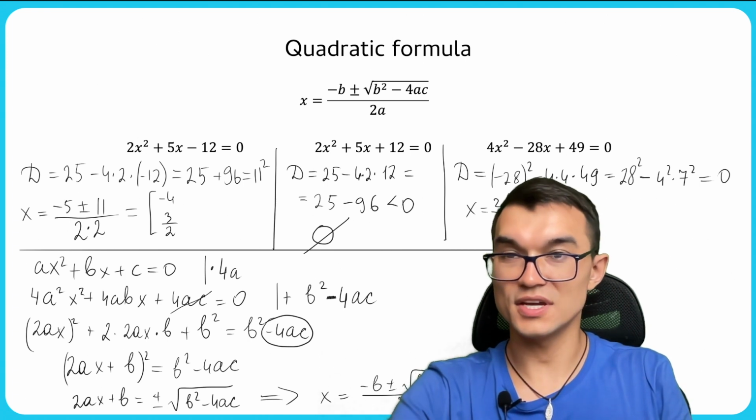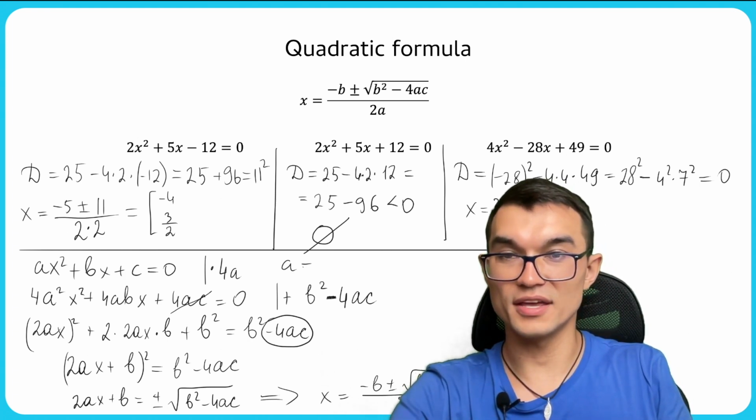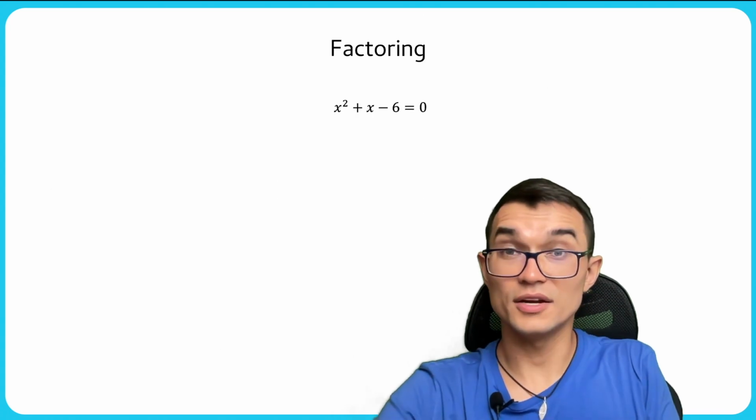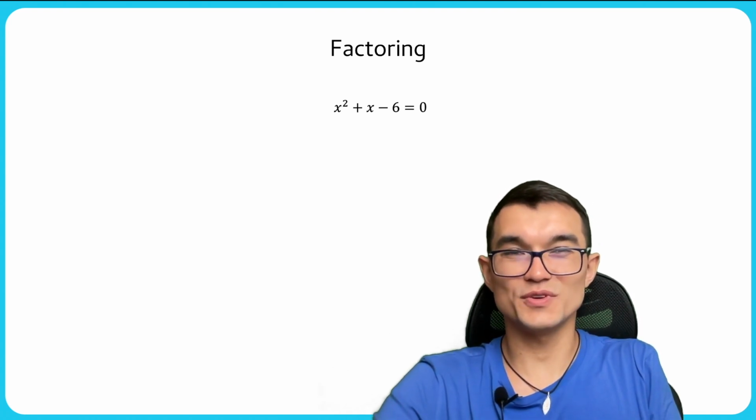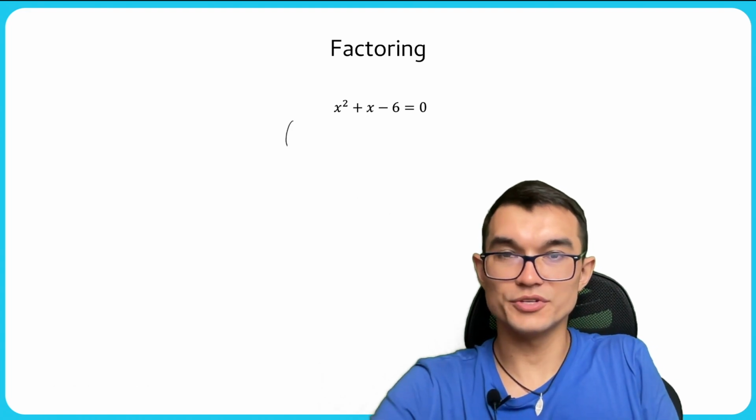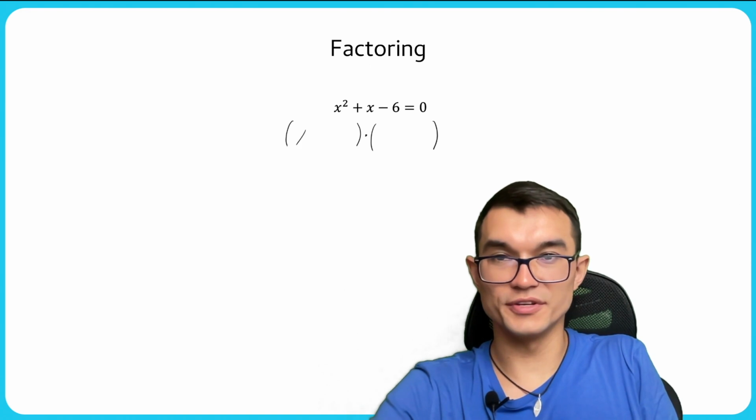And we should also say that every transformation that we have made here is possible only for a which is not equal to 0. And our next method is factoring. This method is pretty common too. And factoring is the process of finding two expressions whose product is equal to the quadratic equation. So we just factor the left-hand side into a product of two linear expressions.